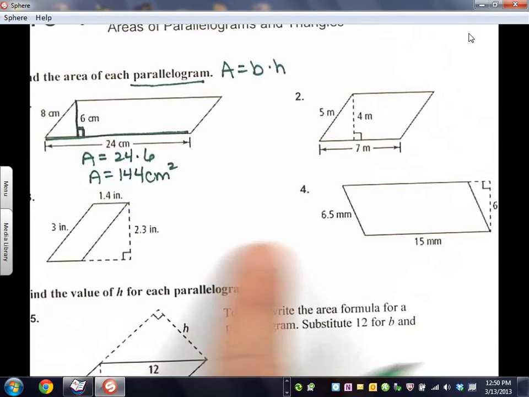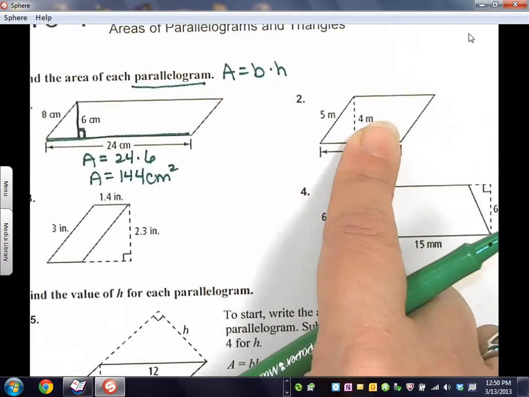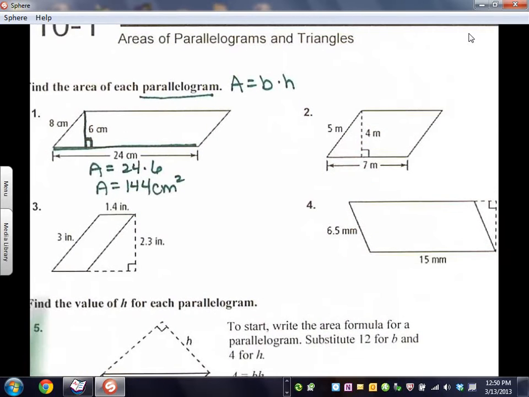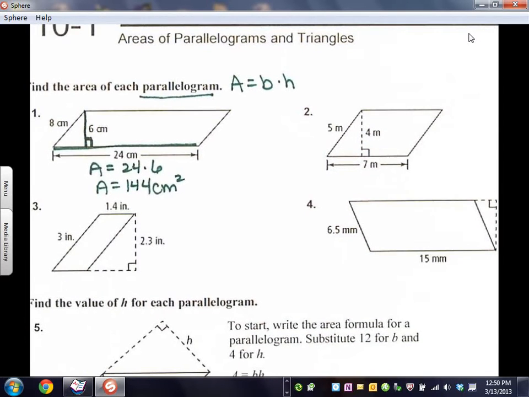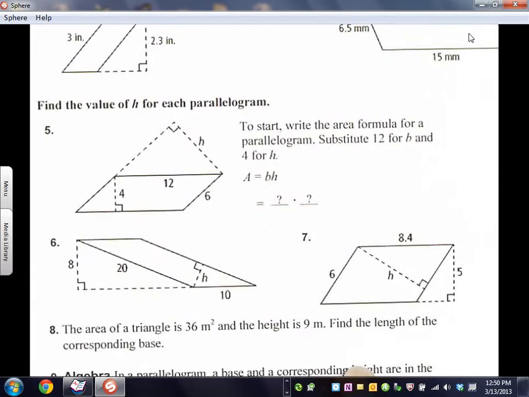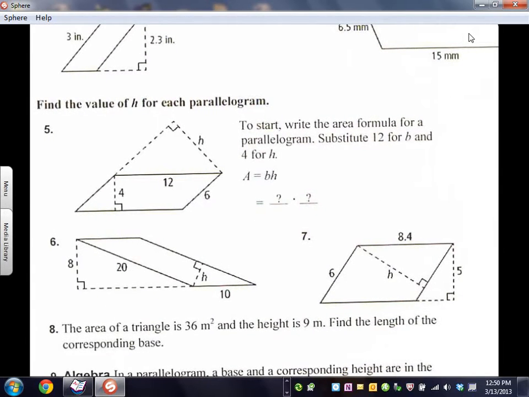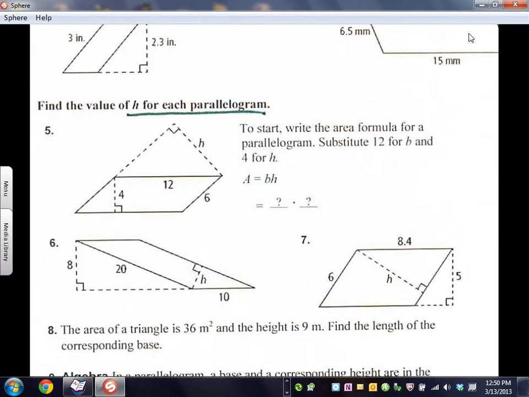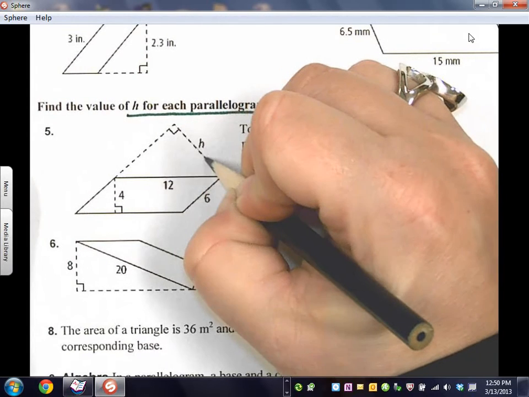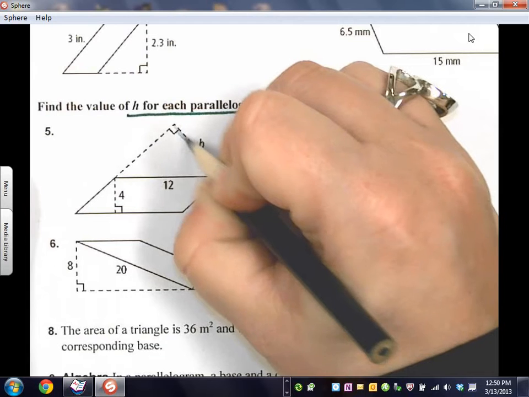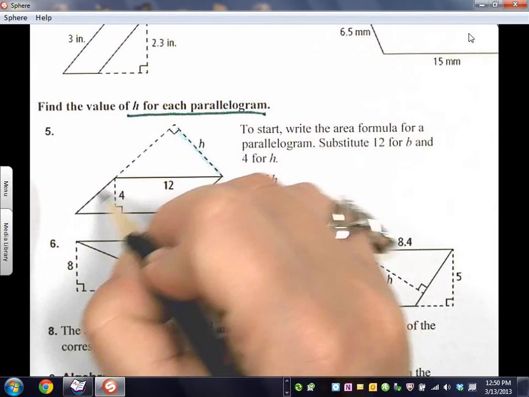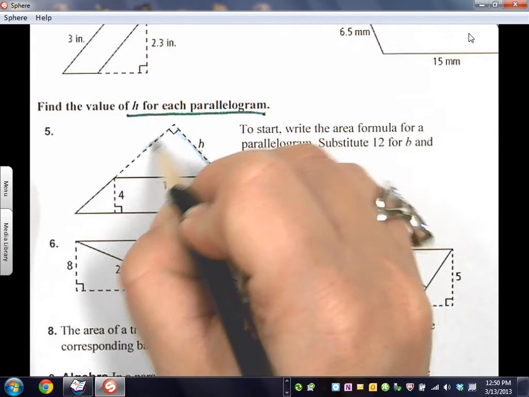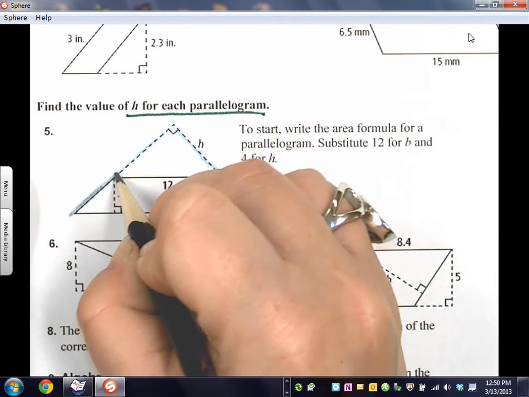And that is the same thing you're going to do in each of all of these. Find the height first, and then find the base. So look down here at 5. Now in 5, all of these down here, pay attention, they want you to find the H for each parallelogram. Here's my H that they want me to find. What side is that perpendicular to? This side right here.